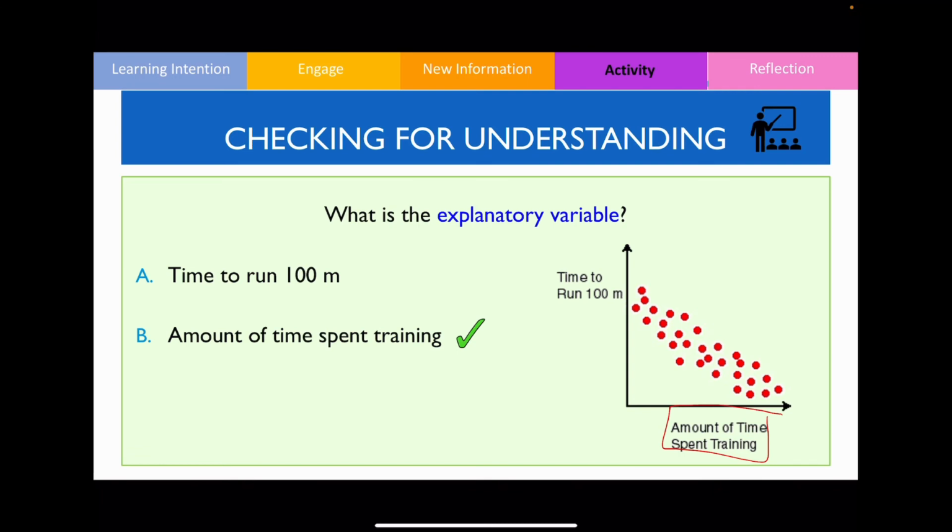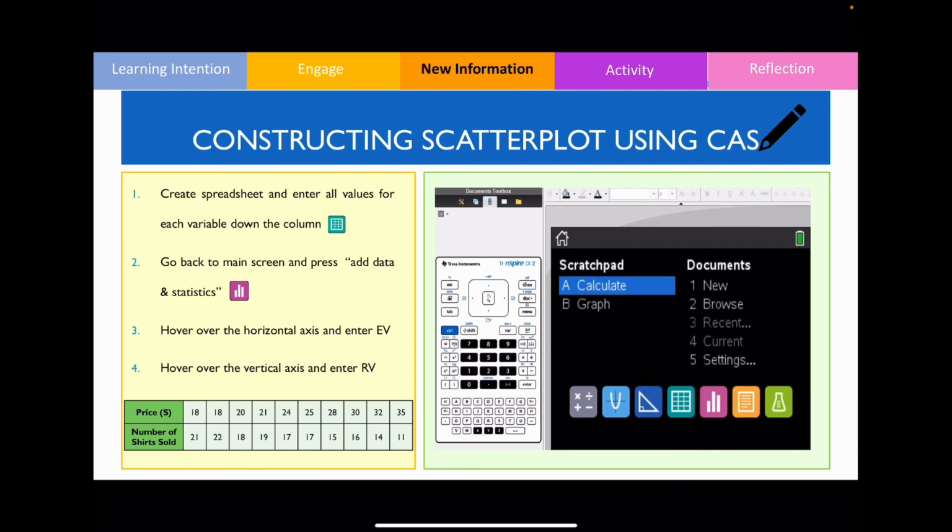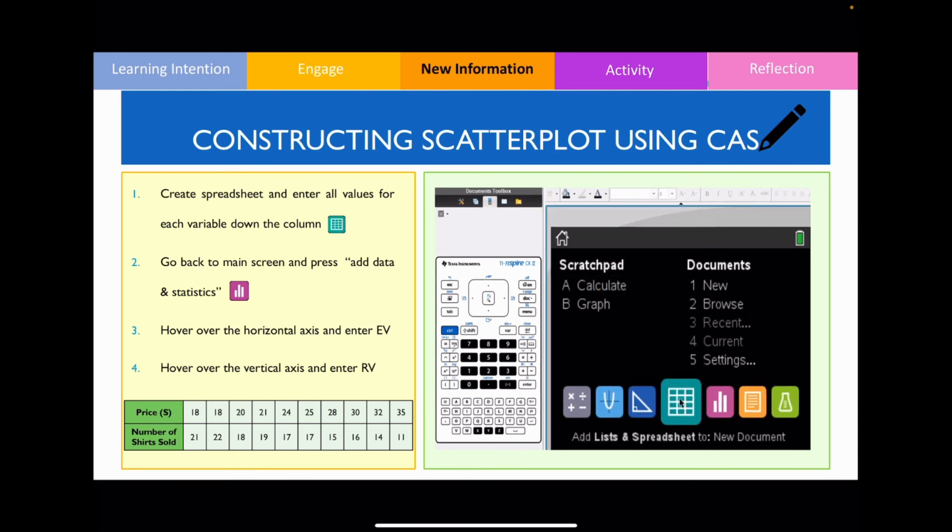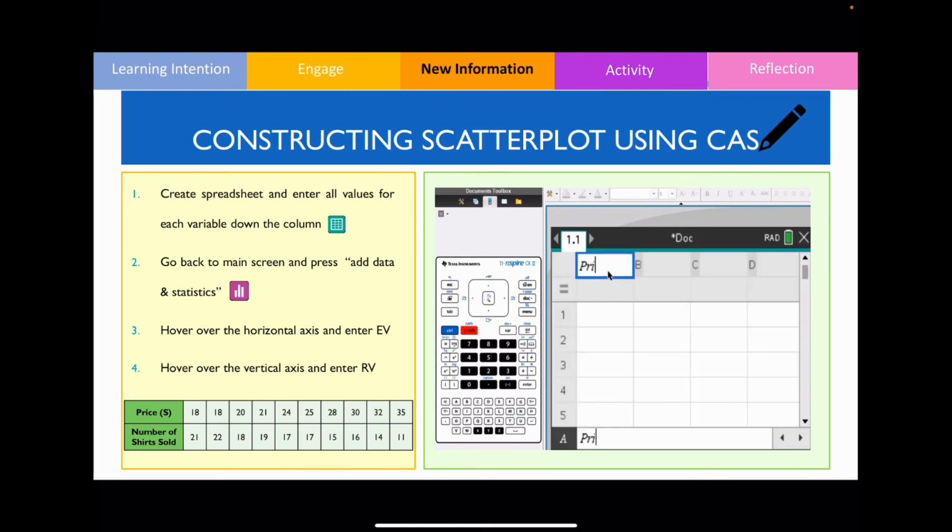The last part of this video is for me to show you how we construct a scatterplot using our CAS calculator. The first step that we need to do is to create a spreadsheet. So I'm going to open up the spreadsheet over here, and I'm going to put down all the values under the column. So all of this goes down for one particular column, and once I've done that, I do the exact same thing for the other column.